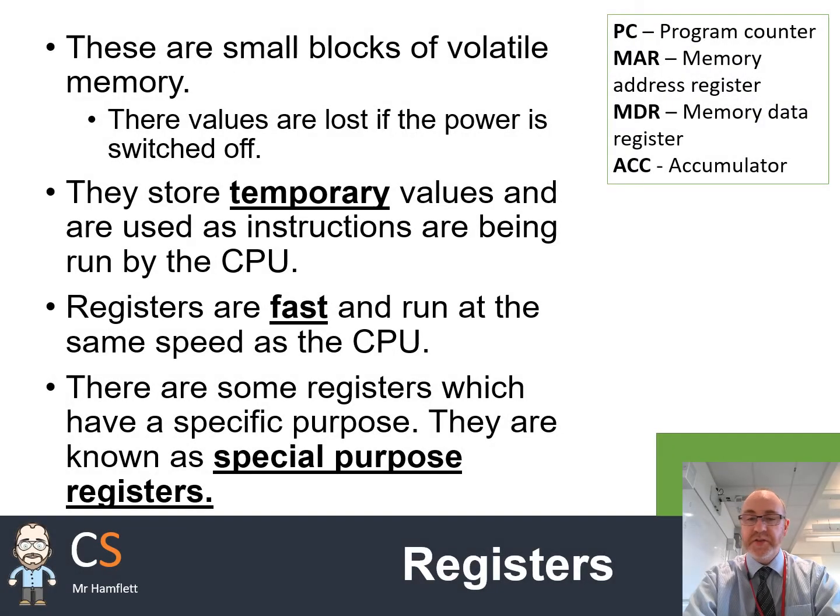Quick summary of the registers before we move on. These are small blocks of volatile memory. Their values are lost when the power is switched off. They store temporary values and instructions being used and run by the CPU. Registers are fast and run at the same speed as the CPU.